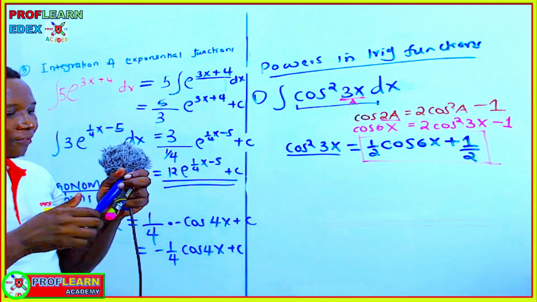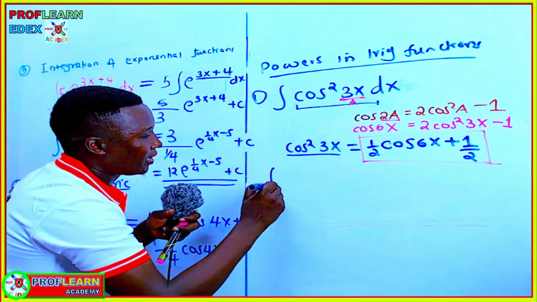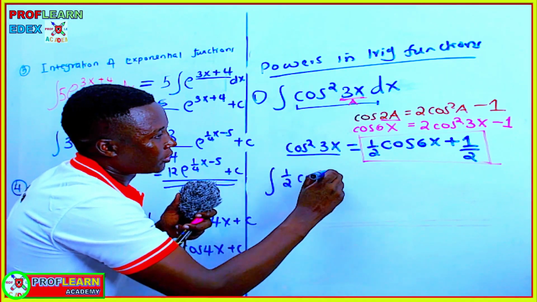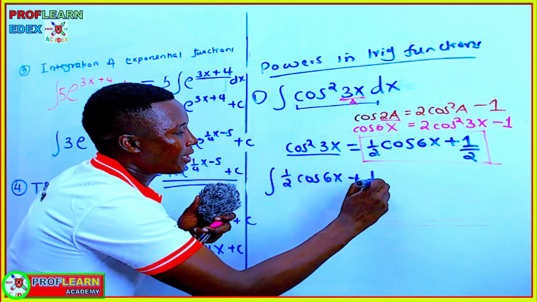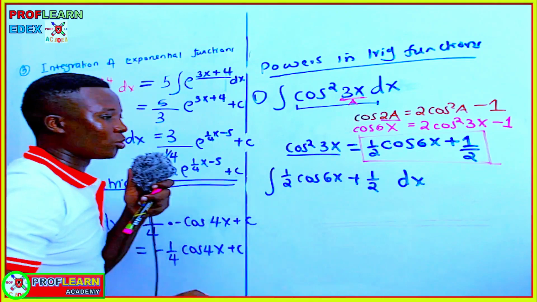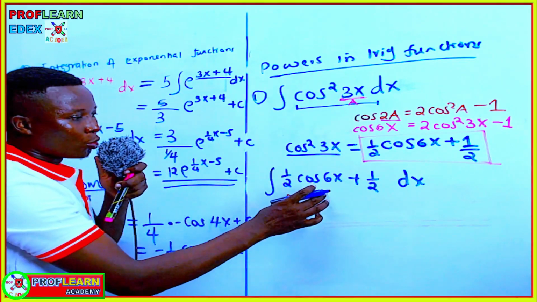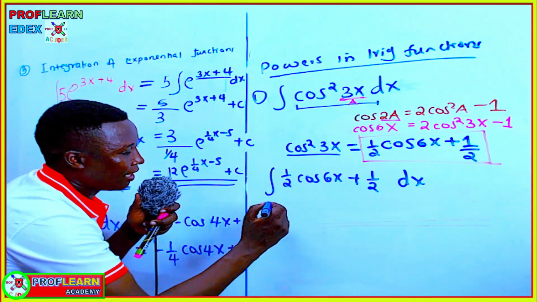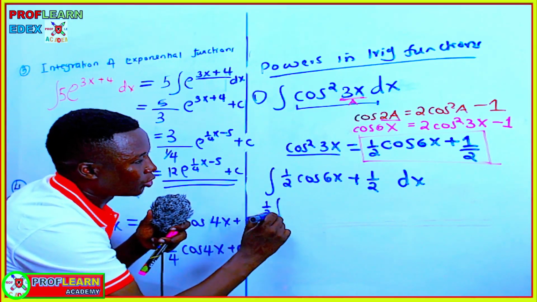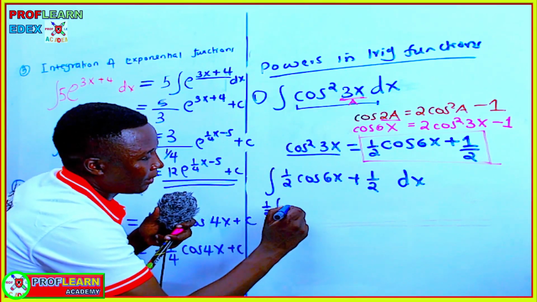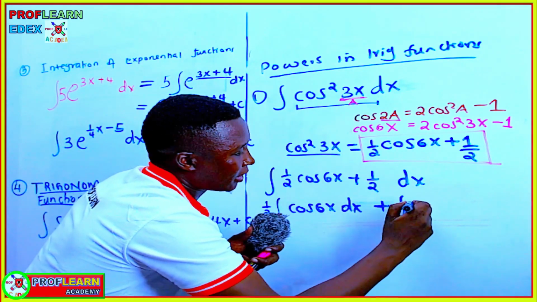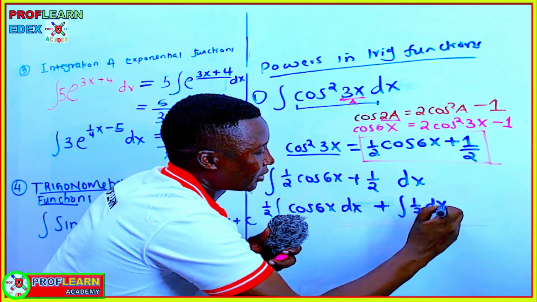Once you have done that, our integral is going to be the integral of 1 over 2 cos 6x plus 1 over 2 with respect to x. Then we are going to integrate term by term, and we can factor this half out. So we are going to say 1 over 2 integral of cos 6x dx, then the integral of 1 over 2 with respect to x.